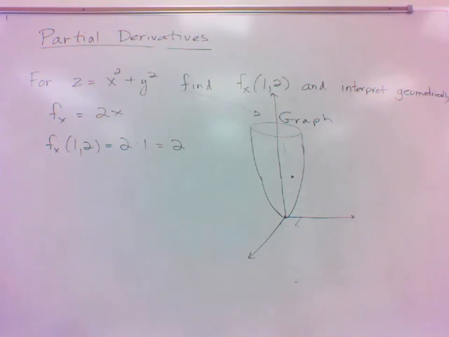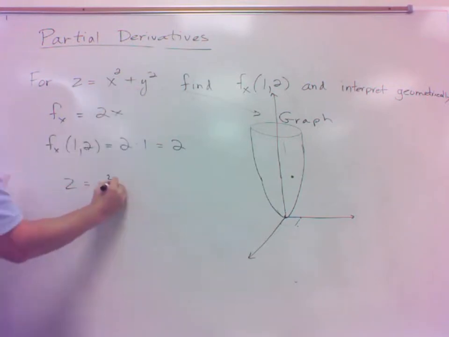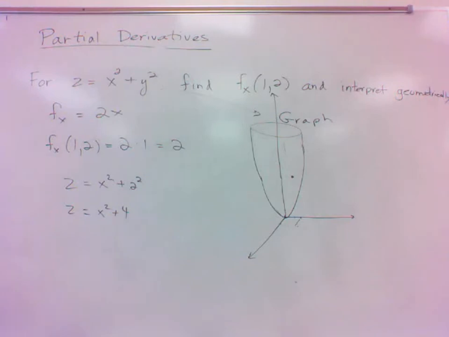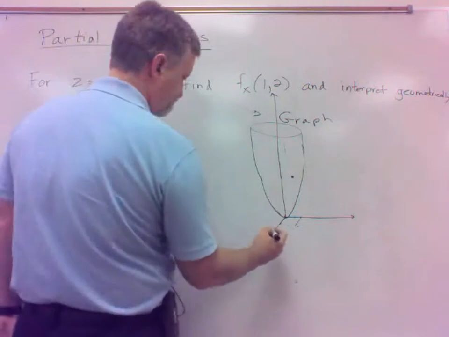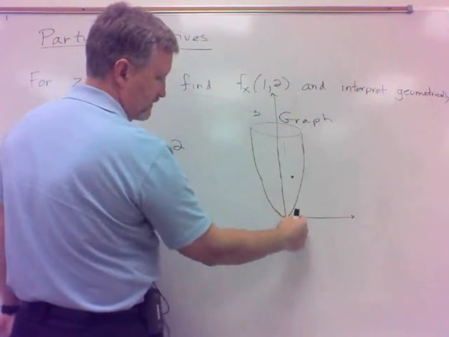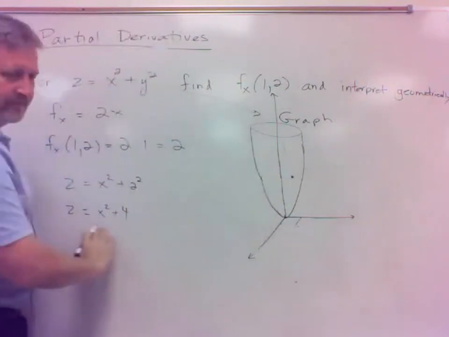But slope-wise, what are we talking about? Well, since our y is fixed, let's think about that. The y is fixed to be 2, right? And so we're talking about z equals x squared plus 2 squared. So that's z equals x squared plus 4. And if you think about that in the xz plane, we're talking about another parabola, right? Parabola shifted up 4. And we're in the y equals 2 plane. And so we're kind of slicing this up, but when we slice it up, we see what it looks like, a parabola.